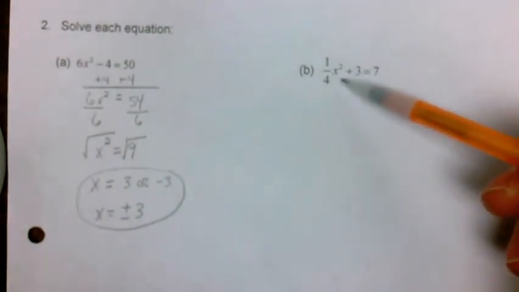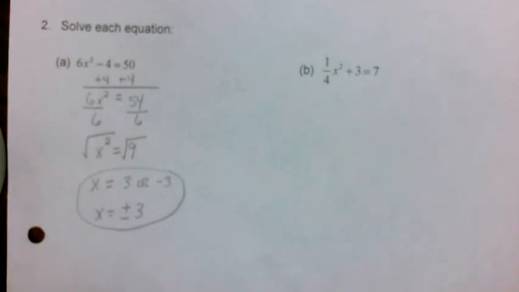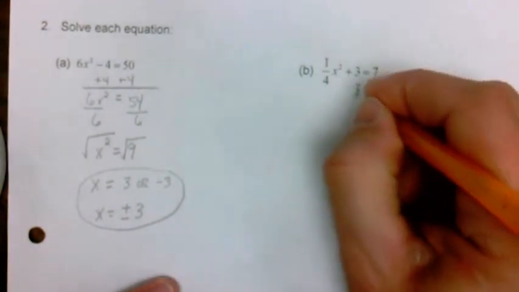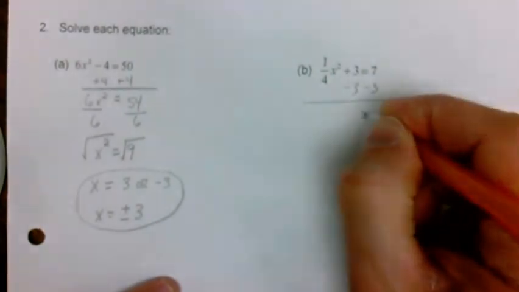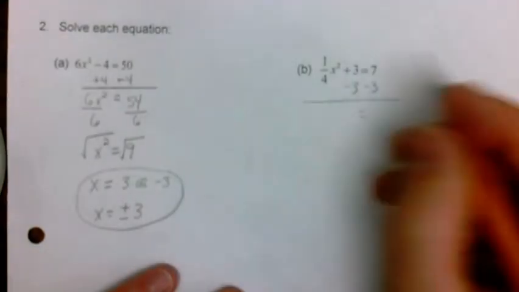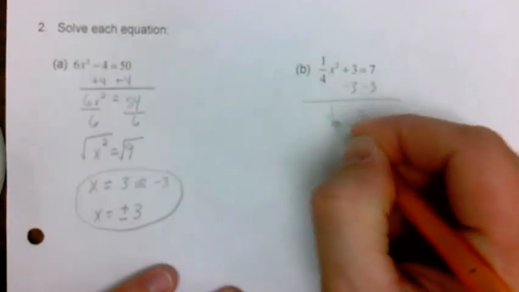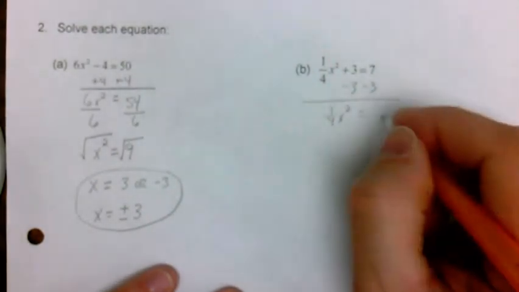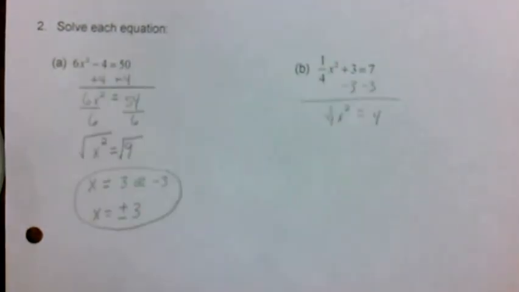Question B, 1/4 x squared plus 3 is equal to 7. Let's first subtract 3 from each side so that we can isolate the variable term. When we do that, we're still left with the 1/4 x squared on the left, and 7 minus 3 is 4 on the right.